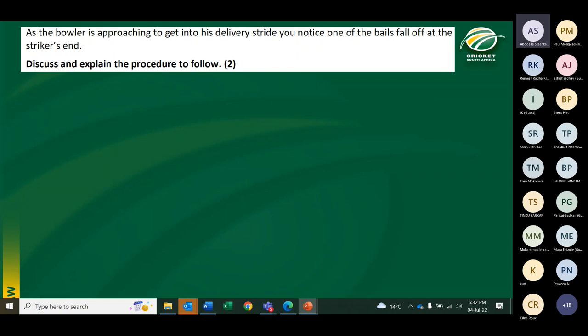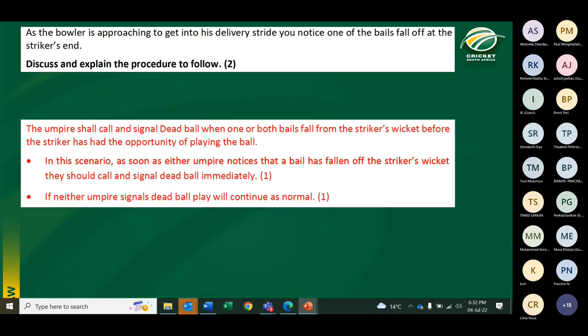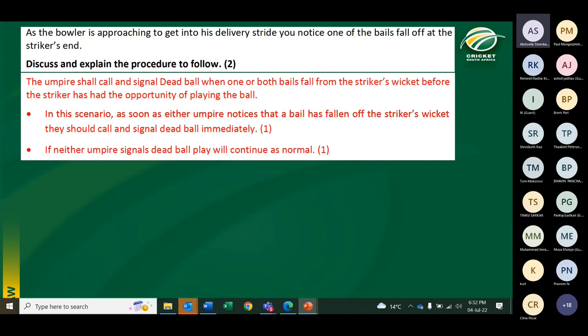The next revision question was, as the bowler gets into his delivery stride, one of the bails falls off at the striker's end. What do you do? So either umpire needs to call and signal dead ball immediately. 9 out of 10 times, it would be easier for the striker's end umpire to call this, but there's nothing stopping the bowler's end umpire, if he or she saw it clearly, to call and signal dead ball when one of the bails falls off at the striker's end before the batter received the ball. If neither umpire saw it and they didn't call or signal dead ball, play will continue as normal.